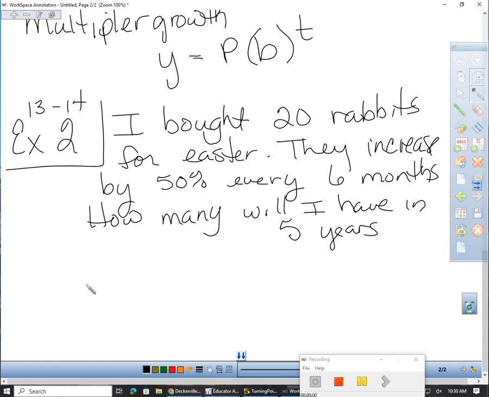All right, so we have y equals, how many am I starting with? 20. And it's increasing, so I say 1 plus. How do I write 50% as a decimal? 0.5, very good. The last trick is our exponent. It's the amount of time. What happens every 6 months for 5 years? How many times does it happen? 10 times, right? Twice a year. All right, so now we're going to grab our calculator and type this in. Find out how many wonderful rabbits I will have in 5 years.